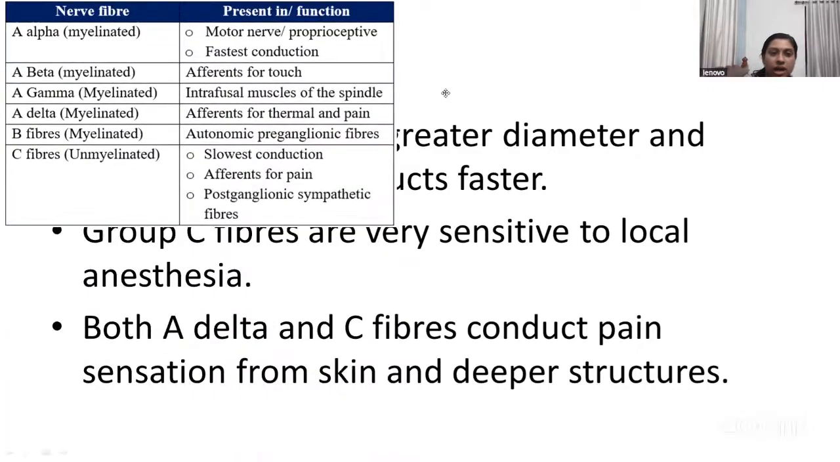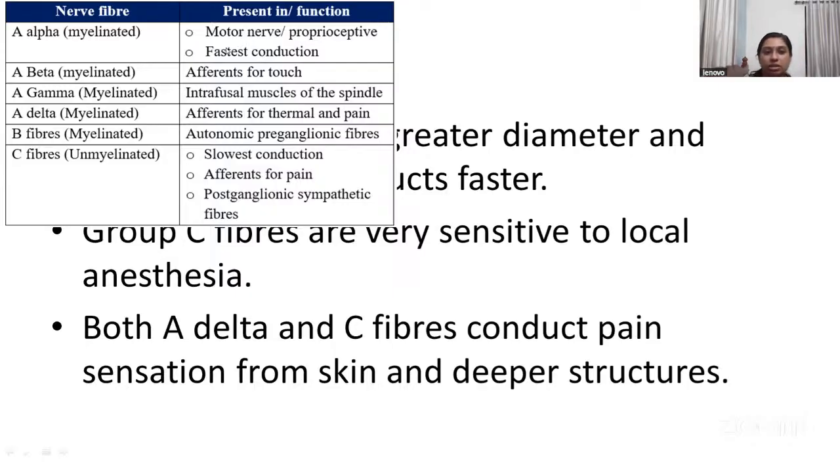So, alpha means larger. This is according to the diameter of the nerve fibers. Progressively, the diameter is decreasing. A alpha fibers are myelinated. All are myelinated except the C fibers. A alpha fibers are associated with motor nerve or proprioceptive function, and they have the fastest conduction because of the larger diameter.